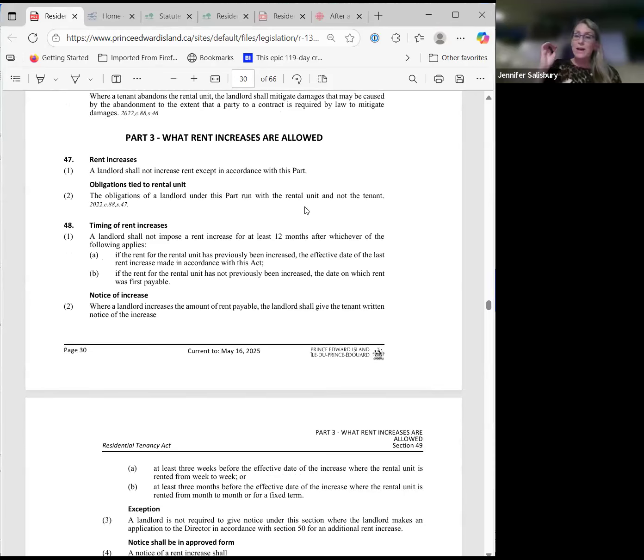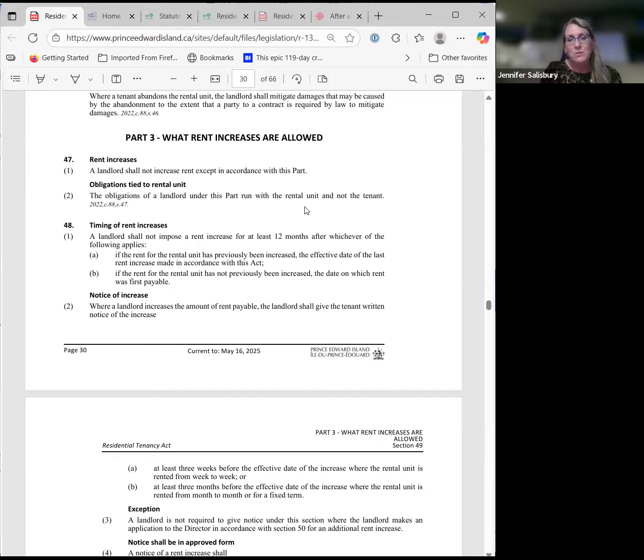Okay. So remember, when you sign the lease, you have to disclose what the previous tenant was paying. So if you increase the rent, you increase the rent of the unit, not on the tenant. That's very interesting. I've not seen that before at all. Wow. Okay, so timing of the rent increases.